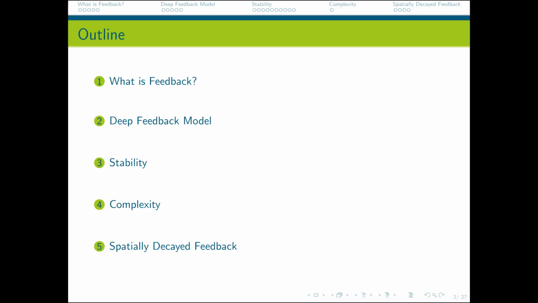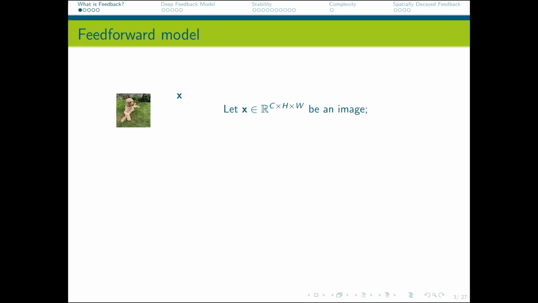in deep neural networks, how can we ensure that these models are stable, the complexity of them, and how can we extrapolate this operation to the spatial axis. So, to understand feedback, I think it's important to understand what is feed-forward first.